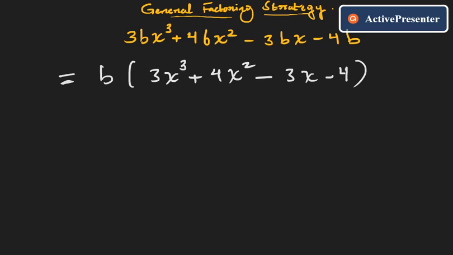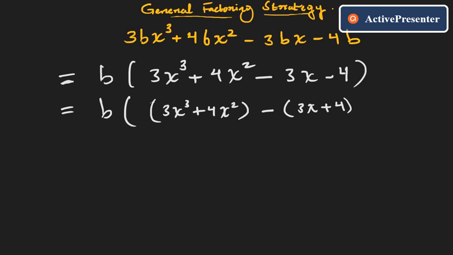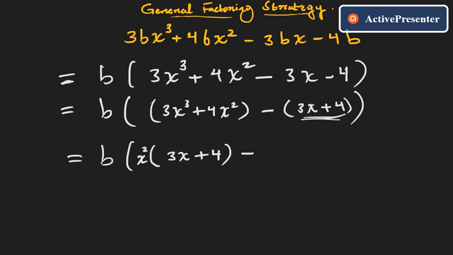It is not a binomial, it is not a trinomial, so we may think of grouping. So b is outside, multiplied by open parentheses, then when you group, open parentheses. We may take these two together, 3x cubed plus 4x squared, and minus, take now 3x plus 4. Close parentheses. Now you will have b, open parentheses. If you take the greatest common factor out of this, you would have x squared, right? So put x squared here, then we will be left with 3x plus 4. Now take the greatest common factor out of this, we don't have one, so it is left as 3x plus 4.